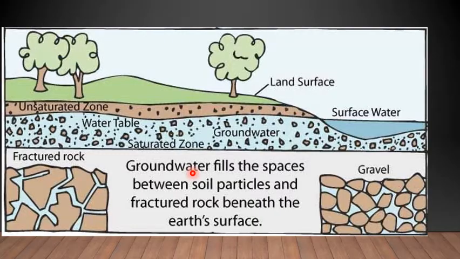Next we have the groundwater. Groundwater fills the spaces between soil particles and fractured rock beneath the Earth's surface. When rain falls, the water seeps into the ground. Groundwater may be found in a deep or shallow part of the ground. It may return to the surface naturally through springs or go into lakes.